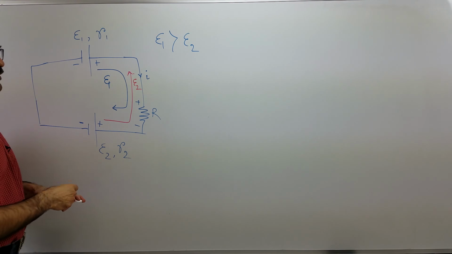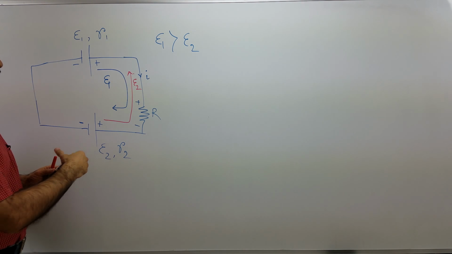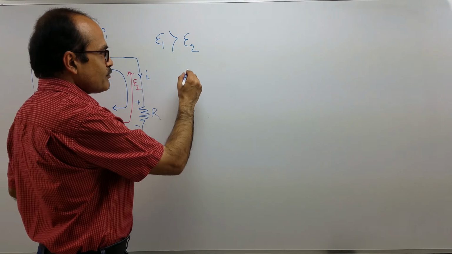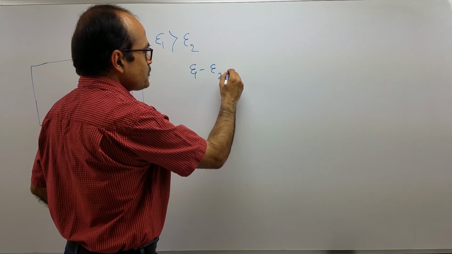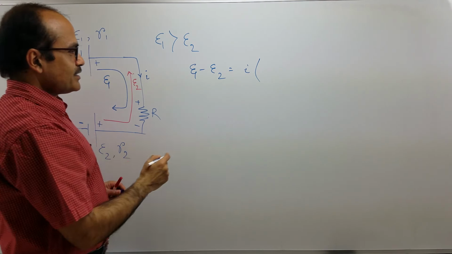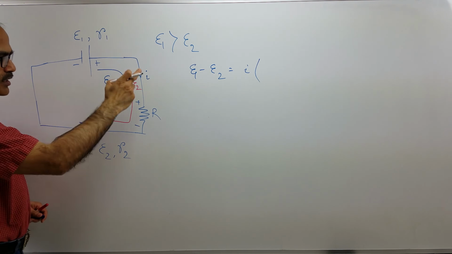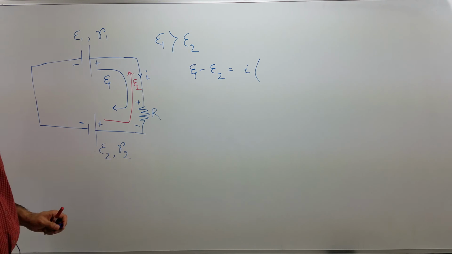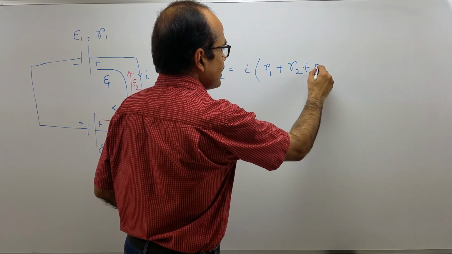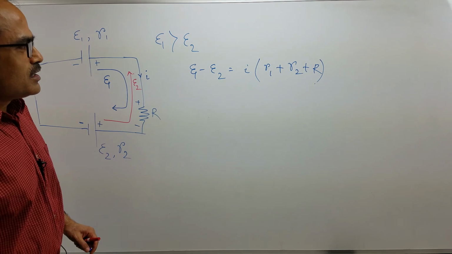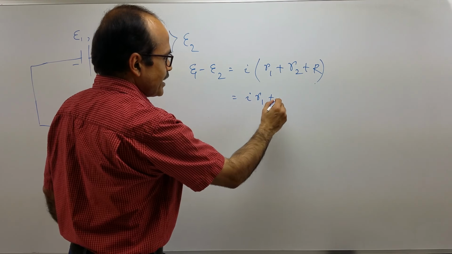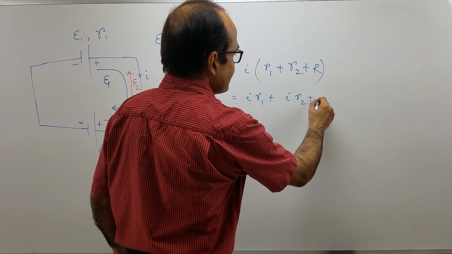So, the net EMF in the clockwise sense is going to be epsilon 1 minus epsilon 2, as epsilon 1 is greater than epsilon 2. So, net EMF equal to epsilon 1 minus epsilon 2, and that is equal to I times the net resistance. Now, this circuit has three resistors, one is R1, one is R2 and one is capital R. All three are in series. So, I times (R1 plus R2 plus capital R). Now, this is equal to I times R1 plus I times R2 plus I times capital R.